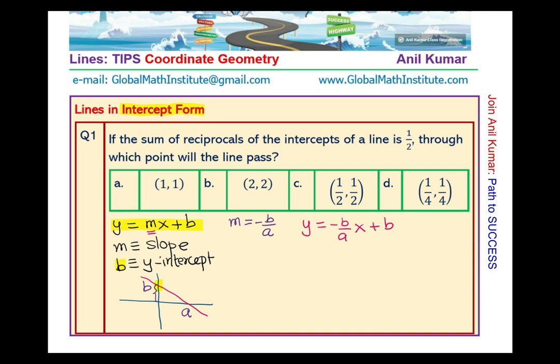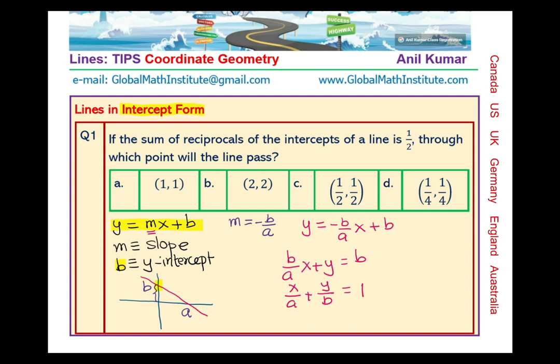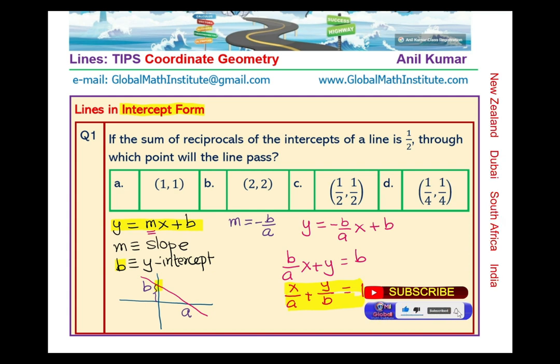You get the point. Now, let's bring the x terms to the left side, so we get b over a x plus y equals b. Now, how about dividing all the terms by b? So we get x over a plus y over b equals 1. Now you see, we still have the same equation of a line, but in a very different form. And this form is called the intercept form of a line.